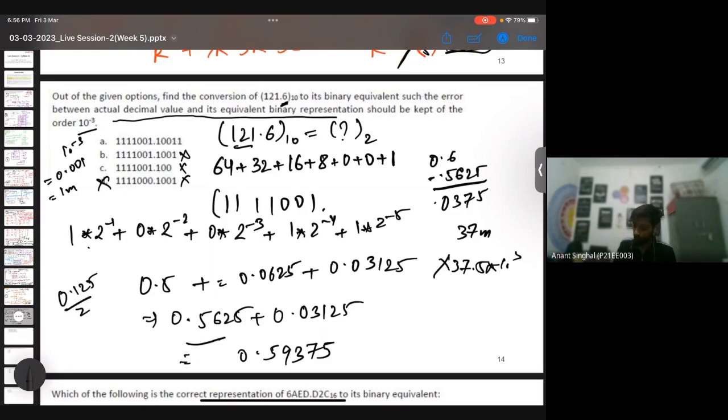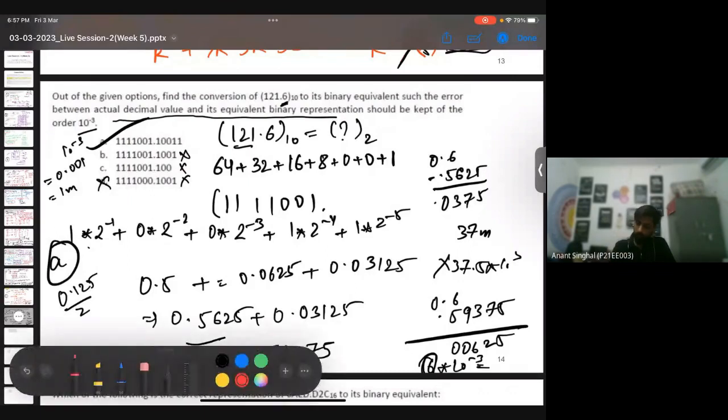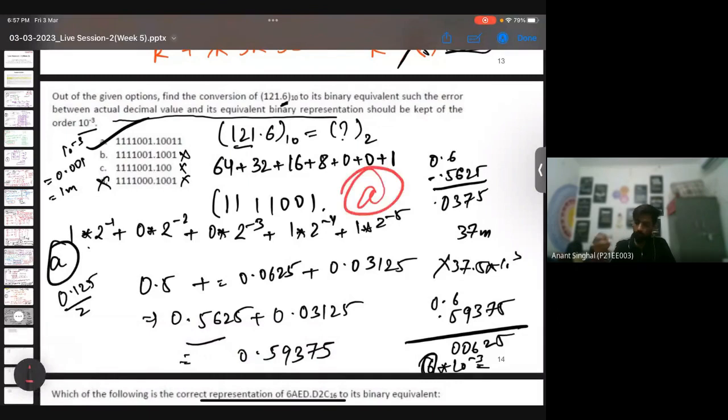So now if I try to calculate the error, it is 0.6 minus 0.59375, which is 0.00625. So now it is in the order of 6 into 10 to the minus 3, milli. So now it is in a single digit order. That is why the correct answer to this question is option A. It was quite easy, just the calculation part was quite complex. Let me write it in some different color. So A is the answer to this question.